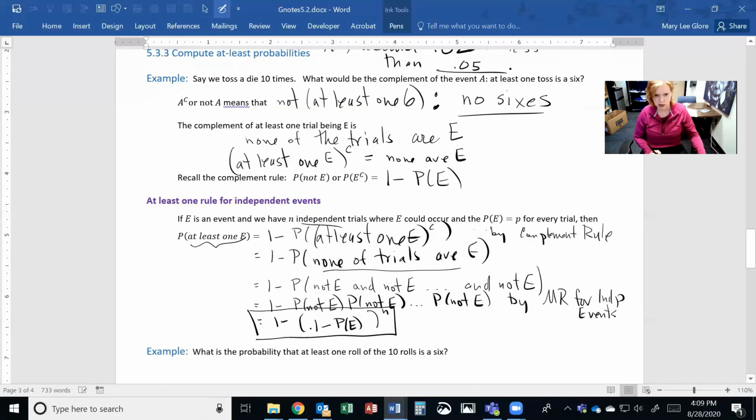So I'm going to have 1 minus twice. I have 1 here. Oh, and I used the complement rule twice, because this one equals 1 minus the probability of E, also by the complement rule. So I used the complement rule twice, so I have 1 minus twice. I have 1 right here, and I have 1 right here.